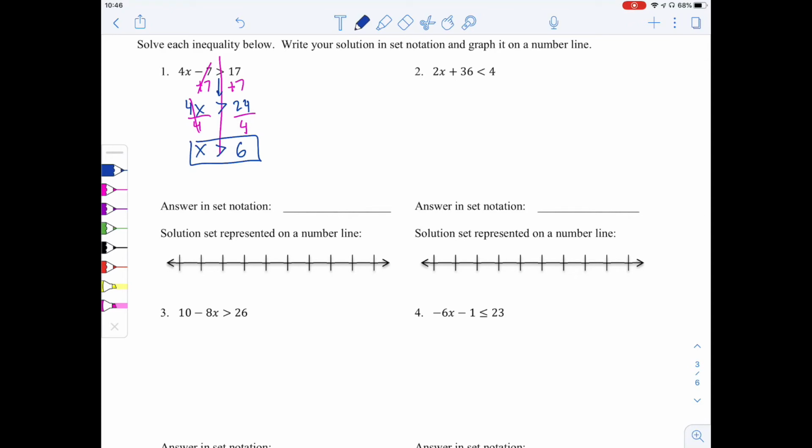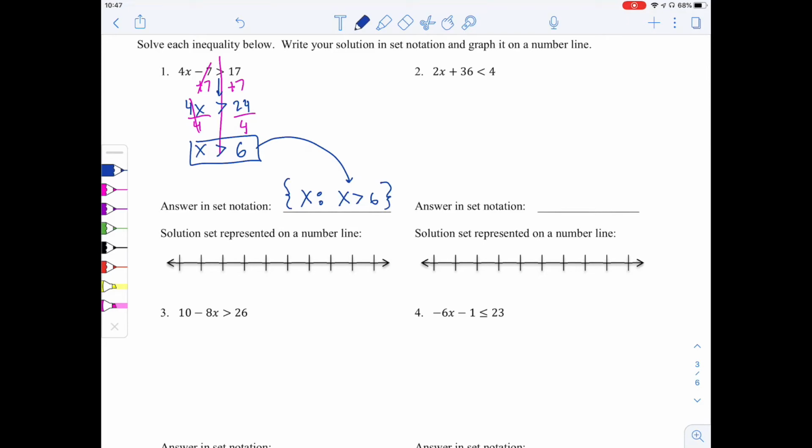So answer in set notation. We're going to create a set, which is our brackets. So x such that x is greater than 6. That is set notation. So we just put in x is greater than 6 right there.